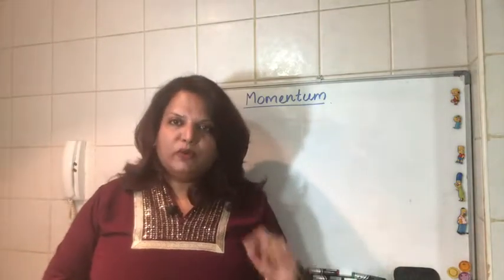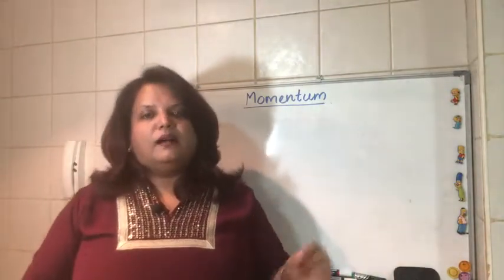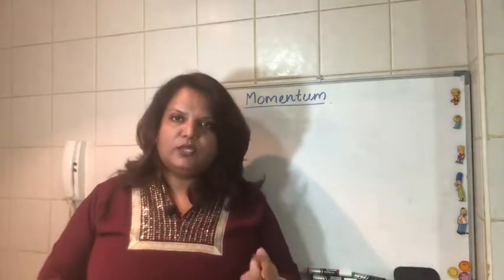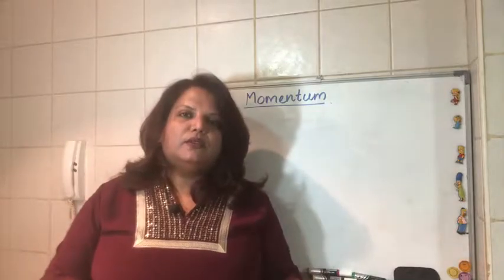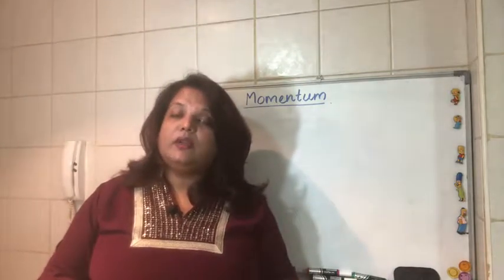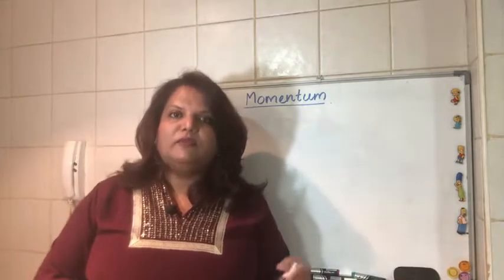Total momentum before collision will be equal to total momentum after collision. Now, this theory is very important in real life situations where you're trying to investigate a car crash or any other crash of moving objects, if you want to find out with what velocity it was traveling before.